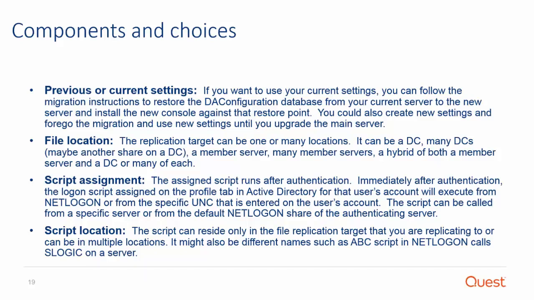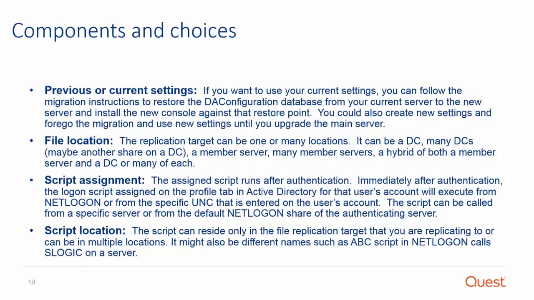Immediately after authentication, the logon script that's assigned on the Profile tab in Active Directory for that user's account will execute from NetLogon by default, or from a specific UNC if you put a full UNC path on the logon script name for that user's account. So \\server\share\whatever script, it will automatically run it from that location instead of NetLogon if that's what you want to do. That opens up a lot more choices for us. So the script can be called from a specific server or from the default NetLogon share of the authenticating server. The choice is yours, right?